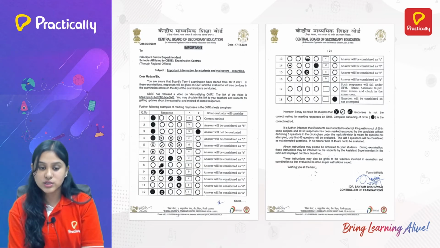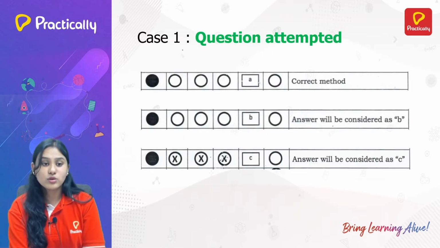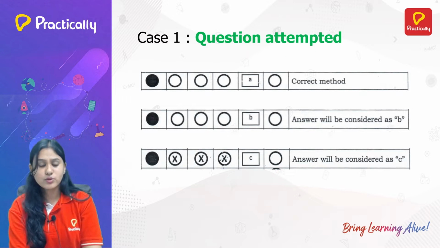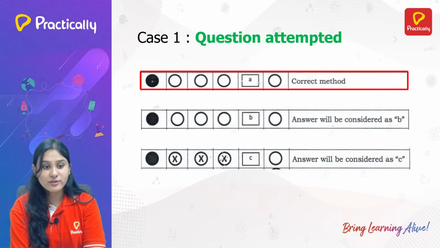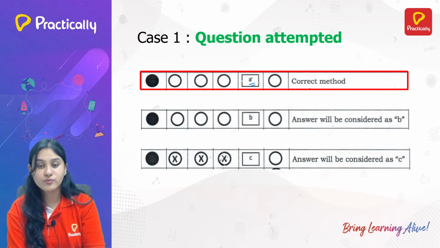So this is the original circular which CBSE has put forward on 17th November. Now, case 1 is question attempted. We'll see the different sub cases here. In this one, you have bubbled option A. You have also written option A in the box. So this is the correct method of bubbling the OMR sheet. This is considered as question attempted.